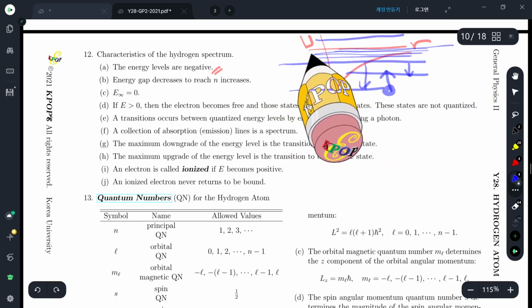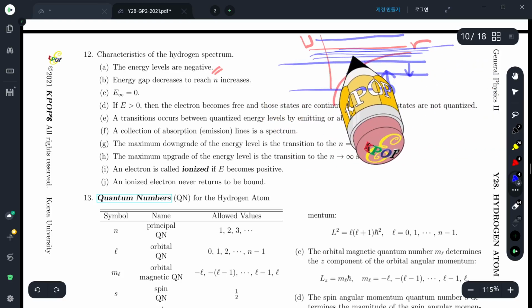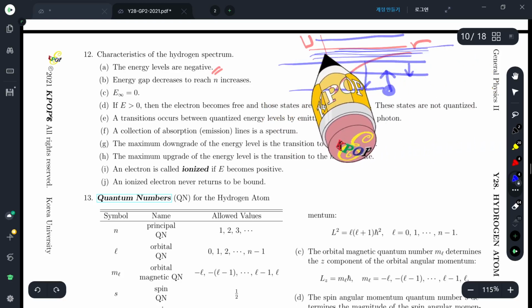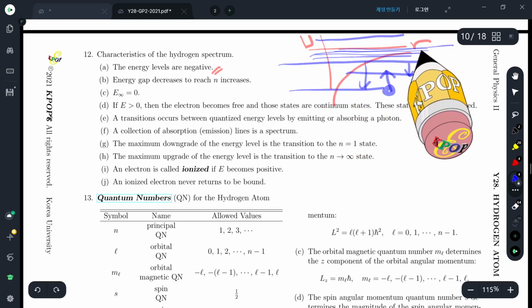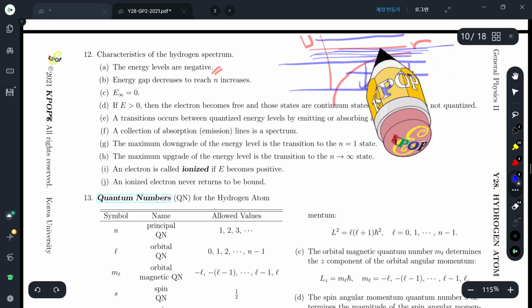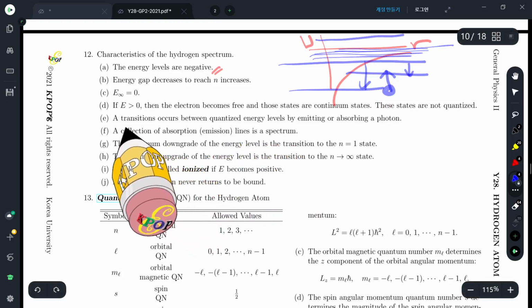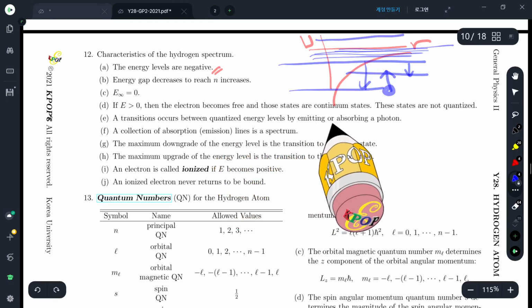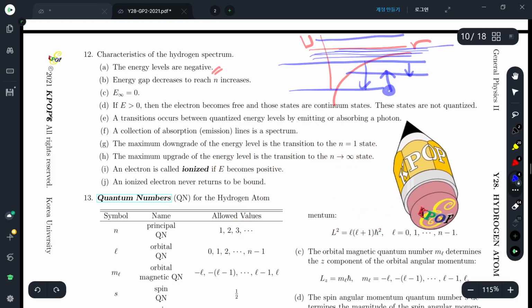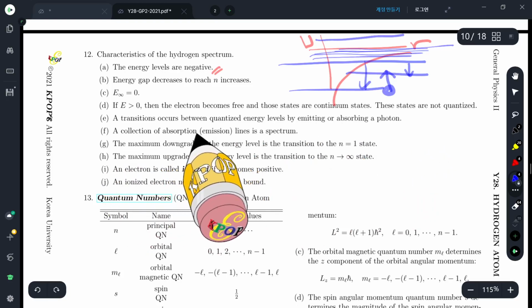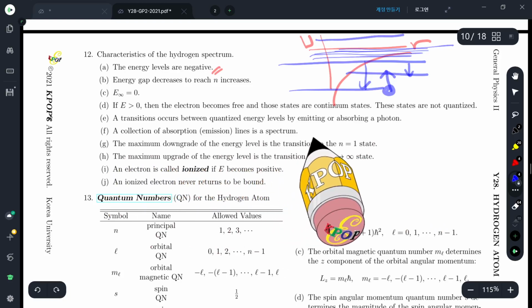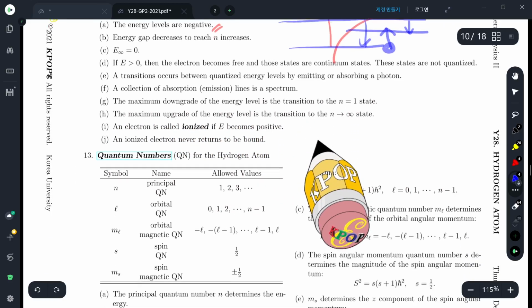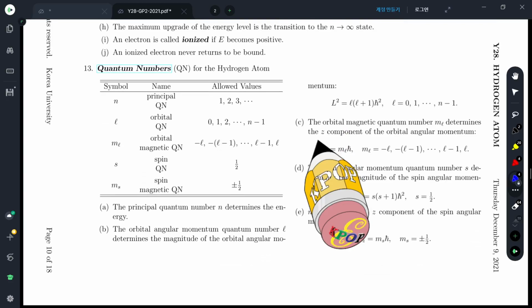And if the total mechanical energy is above zero, it is not a bound state anymore. Transitions occur between quantized energy levels by emitting or absorbing a photon. Okay, a collection of absorption lines is a spectrum, a line spectrum.